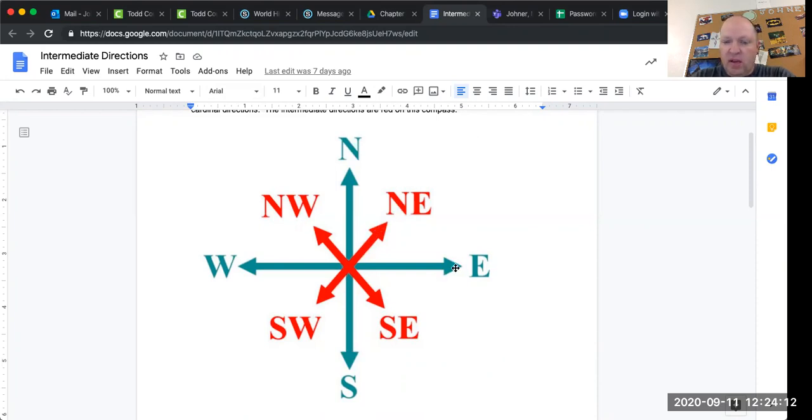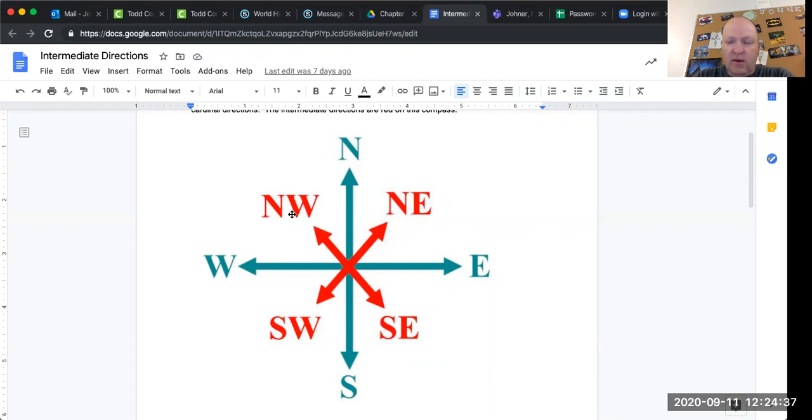Between south and east is southeast. If we go down at an angle to the right, we've traveled southeast. Between south and west is southwest. Down and at an angle to the left is southwest. And of course, between north and west is northwest if we go up at an angle to the left. So these are our intermediates: northeast, southeast, southwest, northwest.